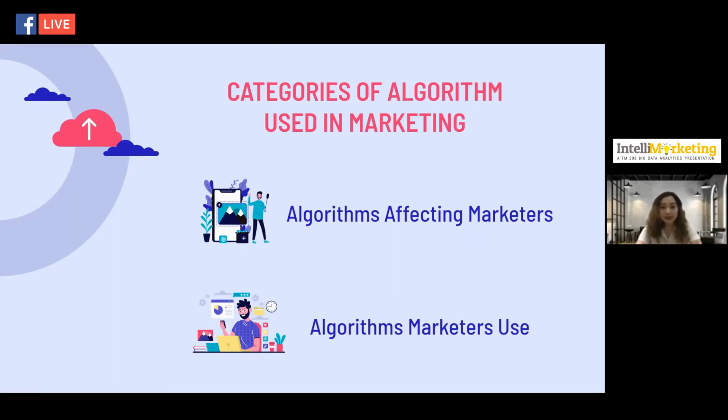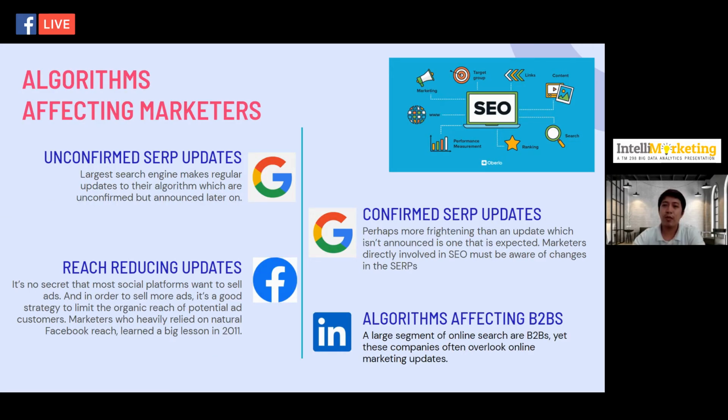As I see it, there are two categories of algorithm used in marketing. One, algorithms affecting marketers, and secondly, algorithms that marketers use. Okay, so what I could share now is the algorithms affecting marketers. So basically, as marketers, especially if we're just starting or we are part of the smaller group of companies that rely on big companies such as Google, it's important for us to be updated on the SERPs of these companies, whether that could be unconfirmed or confirmed cases.